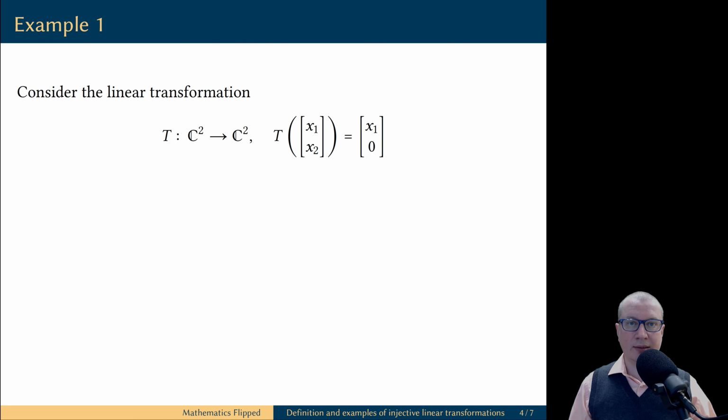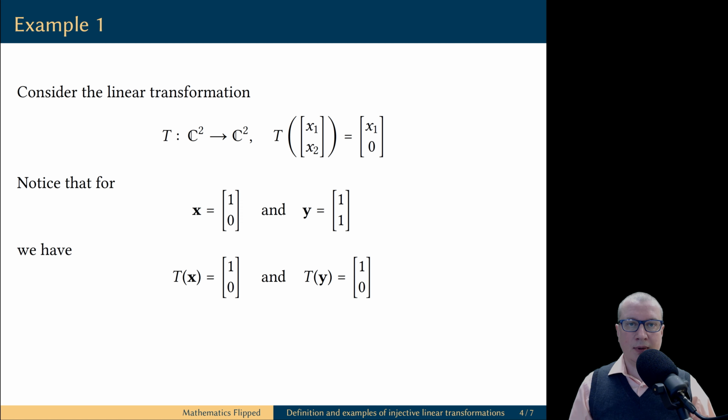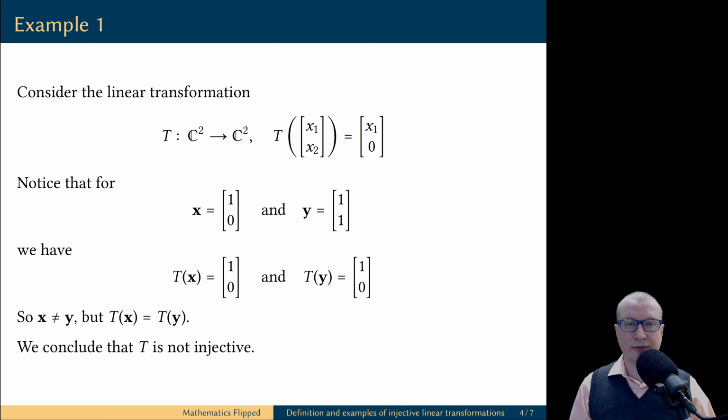Let's look at an example of a linear transformation from C2 to C2. Let x be the vector (1, 0) and y be the vector (1, 1). Then the value of T at the vector x is the vector (1, 0) and the value of T at the vector y is the vector (1, 0). So we have two distinct inputs, but the values are the same. This means that this linear transformation is not injective.